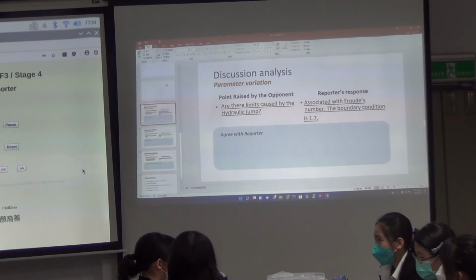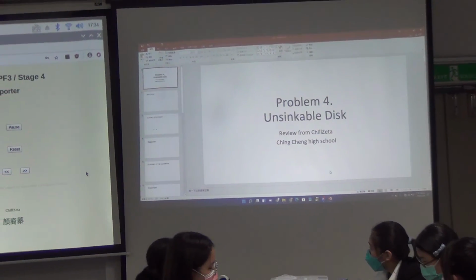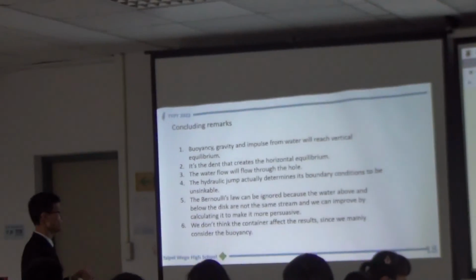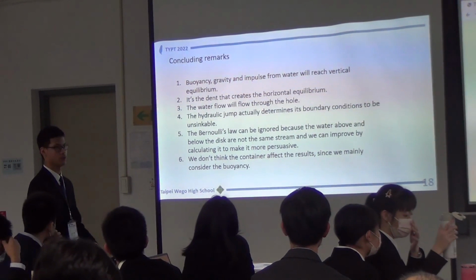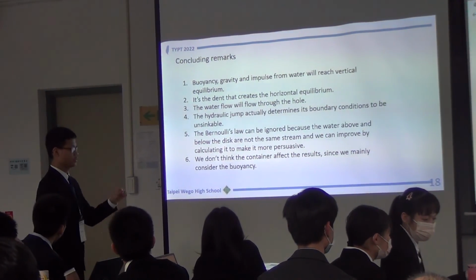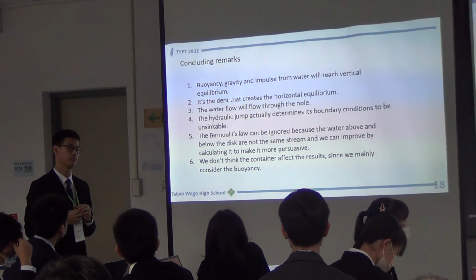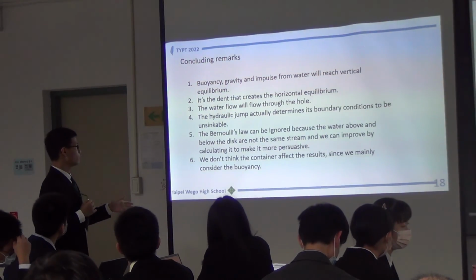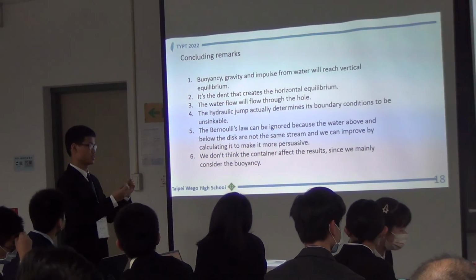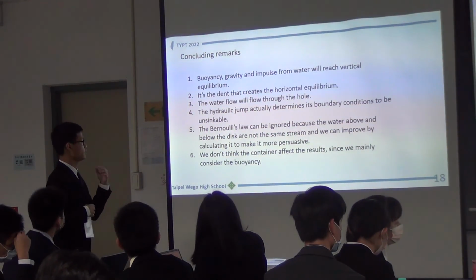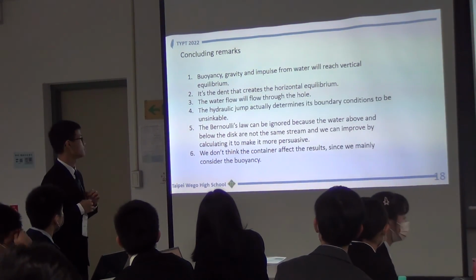For the complete revision, I have a few points that I want to mention. First, our theory is mainly based on buoyancy, gravity, and the impulse from the water, which will reach vertical equilibrium. And we think that it's the depth of the disk that creates the horizontal equilibrium. And the water flow will just go through the hole and not affect the other system. And hydraulic jump actually determines its boundary conditions to be unsinkable.